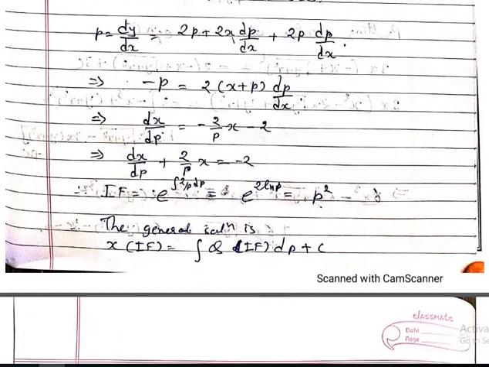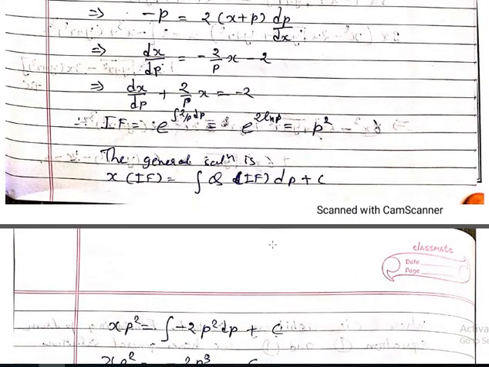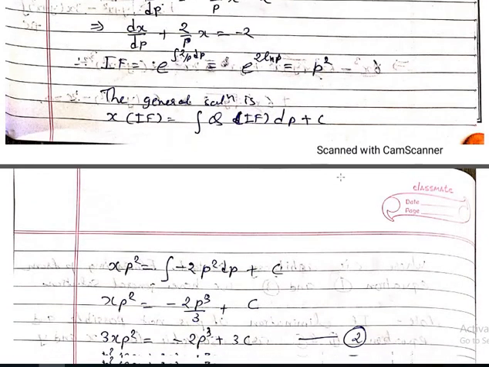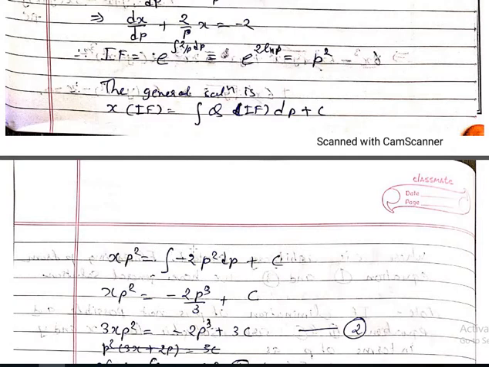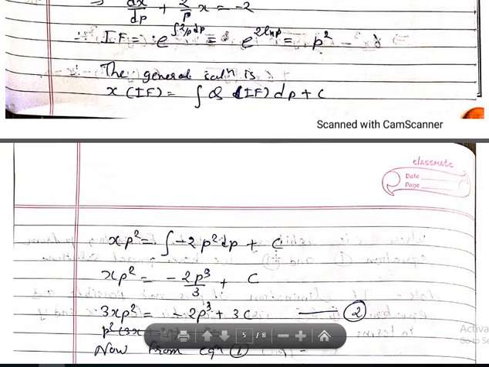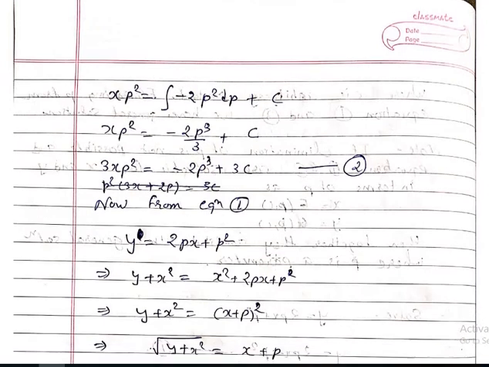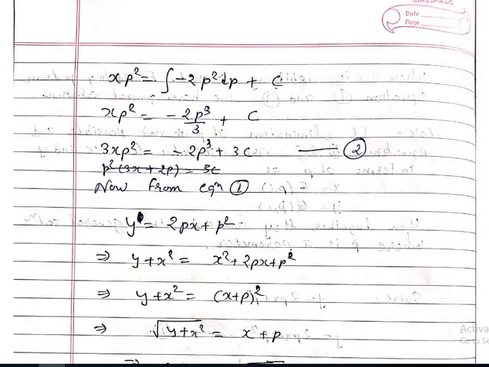So writing it in linear form, that will give you dx by dp plus 2 by p x is equal to minus 2. So the integrating factor will be e raised to integral of 2 by p dp, that is e raised to 2 log p, that is p square, and the general solution will be x into IF is equal to integration of Q into IF dp plus c. That means x into p square is equal to integration of minus 2p square dp plus c. So that will give you x p square is equal to minus 2p cube by 3 plus c.